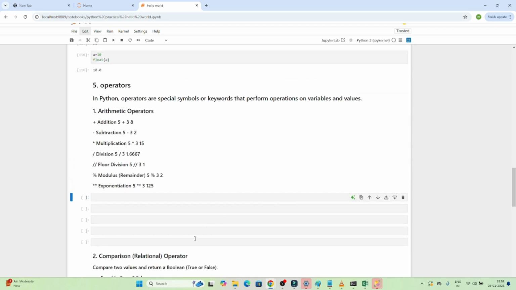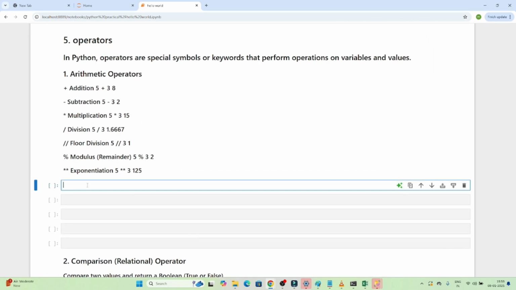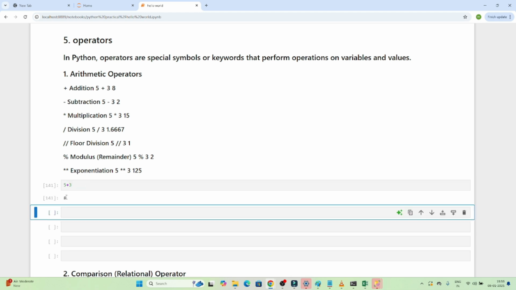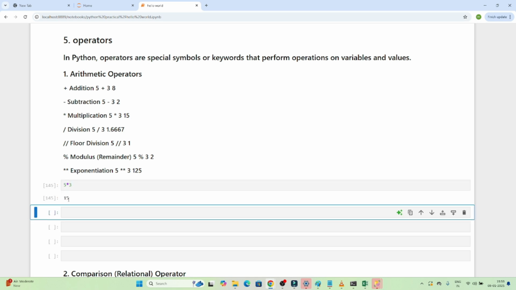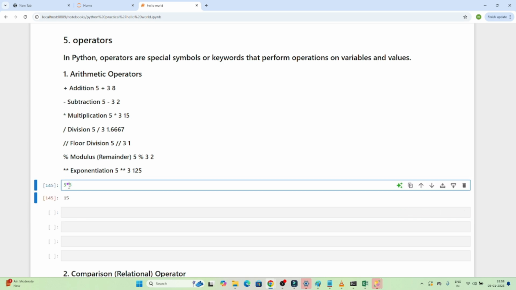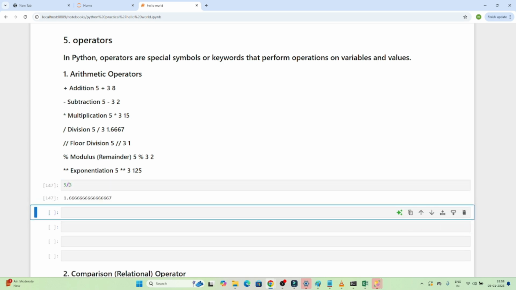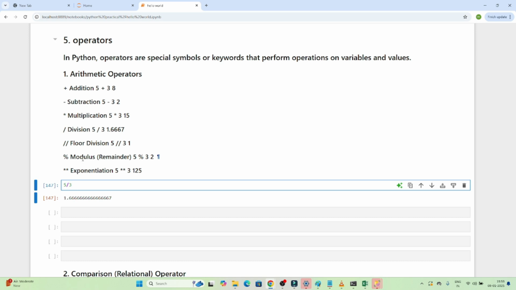Let's discuss the first one, the arithmetic operator. Suppose you had to do 5 plus 3. So we are getting 8, right? This is the addition. Similarly, if you had to do subtraction, then you can use 5 minus 3. If you had to multiply, you can use the symbol, 5 into 3, and if you execute, you can see we are getting 15. Now suppose you had to do a division. You can write a division and it will do a division. So addition, subtraction, multiplication and division are simple, right?